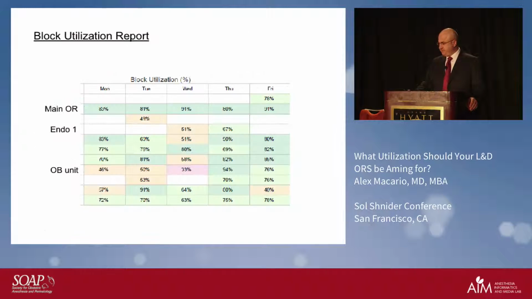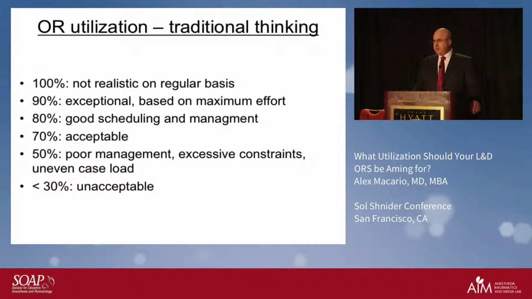So this is a report that you might get as the chief of obstetric anesthesia, and it has the block utilization for different locations in the hospital. And I just highlighted a couple. The OB unit on Monday has a utilization of 48%, on Tuesday 50%, Wednesday 37%, Thursday's a little higher, and then Friday 76%. At first glance that might seem interesting in that it's different depending on the day. Some people might focus that it's maybe lower than some of the other places in the hospital. What do you do with those kinds of data?